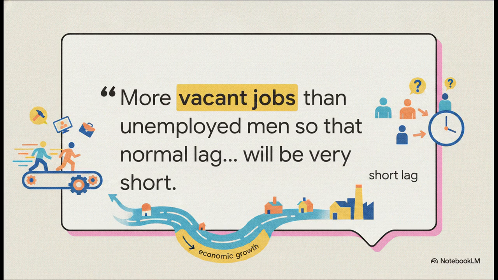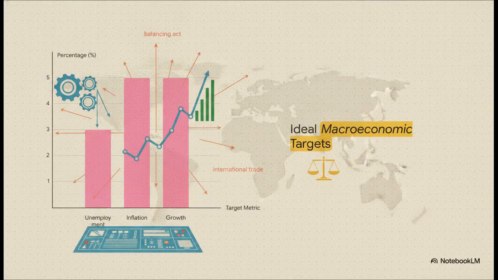Actually, look at this brilliant definition from Lord Beveridge. He defined full employment as a situation where there are literally more vacant jobs than unemployed men, so that the normal lag between losing one job and finding another is very short. Think about why this matters for a second. If unemployment is literally at 0, nobody is seeking better opportunities, and no companies are growing to create new roles. The whole economy is just stagnant. Lord Beveridge is talking about a dynamic, moving economy, not some static world where everyone is locked into their current job forever.